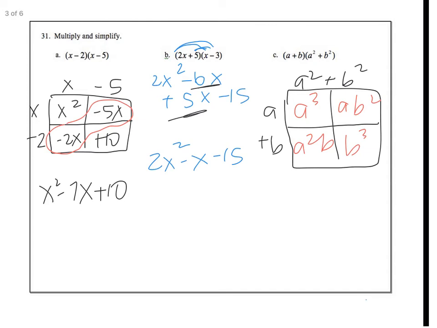All right, then we are on to writing it. I can't put this and this together because the exponents are different. So I'm going to start with the a cubed. And next I have to decide between ab squared and a squared b. They both start with a. I'm going to go with the a squared b since a has a bigger exponent. Then I have plus ab squared plus b cubed.